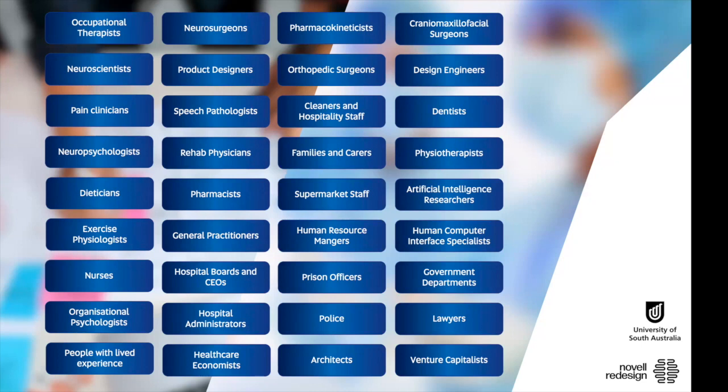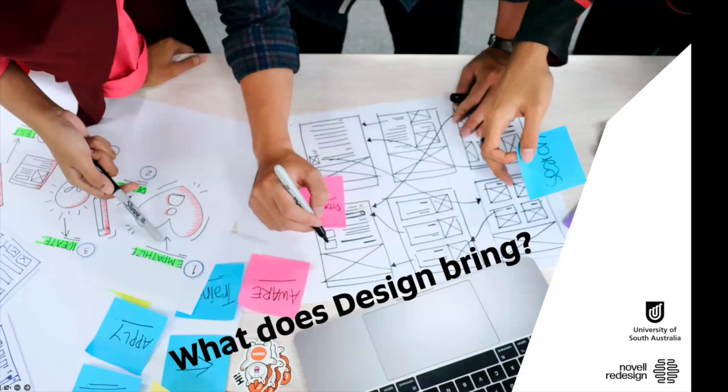This is a quick list I put together of the people I've worked with over the past couple of years. It's not all healthcare. There's a few great terms. I still struggle to pronounce the pharmacokineticists and the craniomaxillofacial surgeons, but architects, I think, can work with people across a really wide range of areas because of the unique skills that we are bringing. So what are those skills?